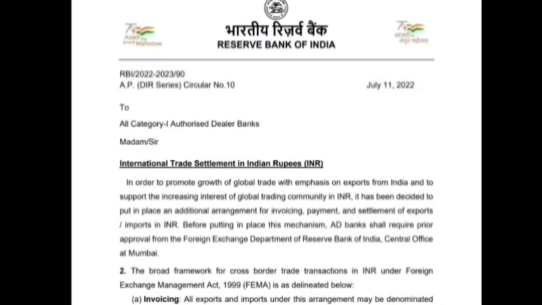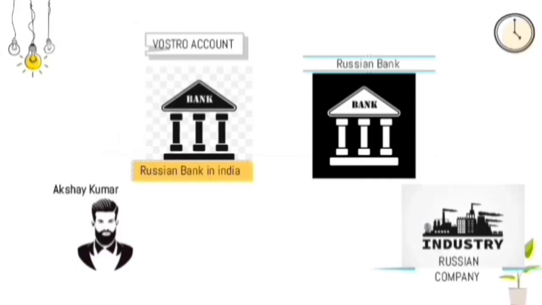Now, if you look at the RBI's notification, they say that this can be done through something called a Vostro Account. So the question over here is, what is a Vostro Account? How will this transaction actually happen and be executed? How will it benefit India? Well, to understand this system, let's say a Russian company wants to trade with an Indian guy named Akshay Kumar, and they want to do that without the SWIFT system.